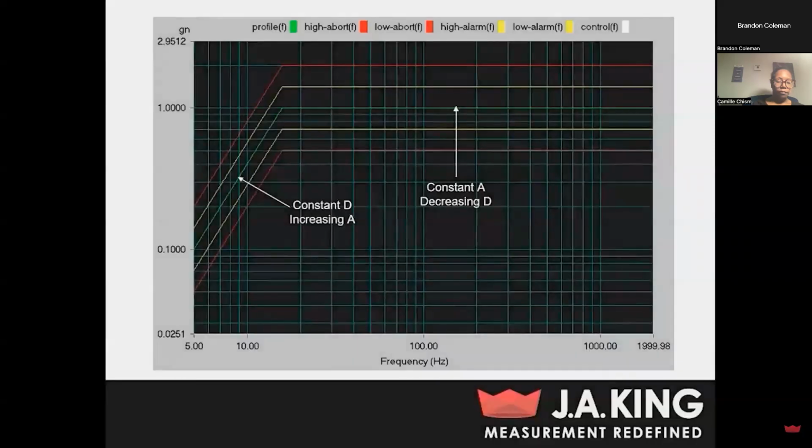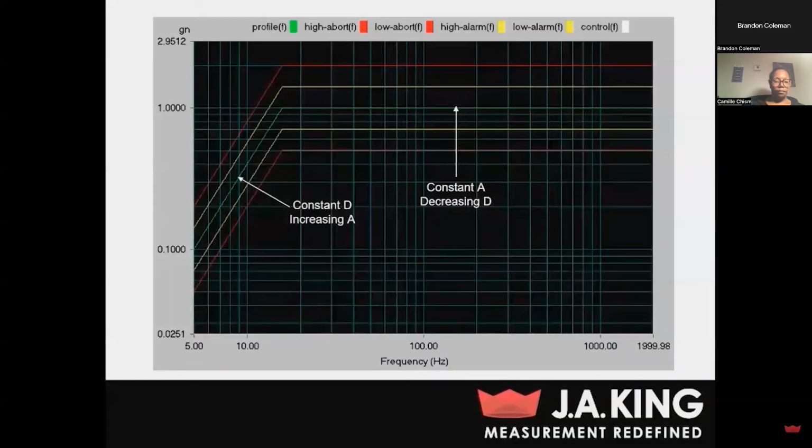So this is an example of what a sine sweep would look like on your actual vibration controller. In this case, and in a lot of cases with sine sweeps, you're going to start out with an increasing acceleration and a constant displacement until you reach your target acceleration. In this case, it's 1g. Once you reach that target acceleration, you're going to continue at 1g all the way up through your frequency range and then back down. I also want to point out the axes on this graph.